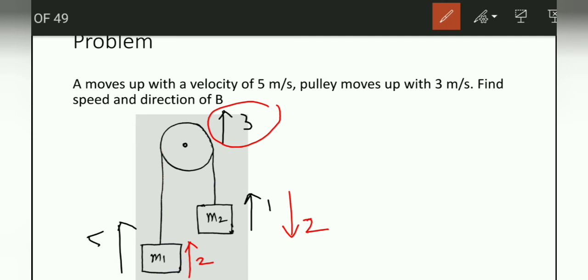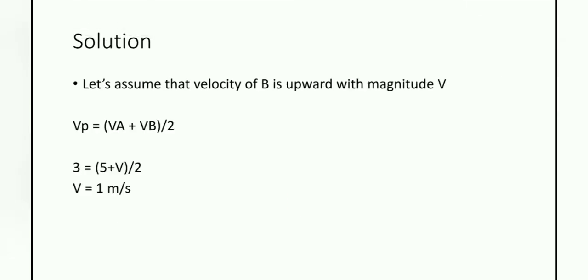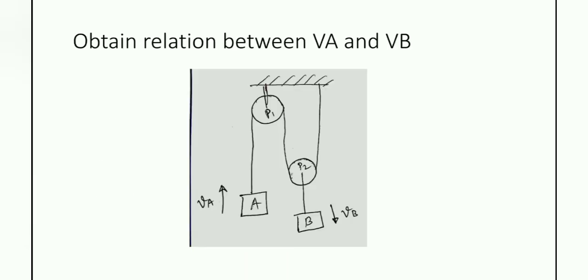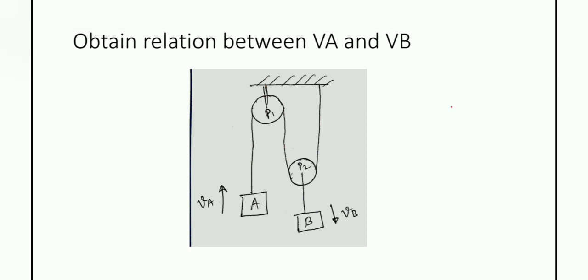With respect to the pulley P, it is the same string-block system that we have studied for the stationary pulley. So the frame of reference matters here. So exactly the same thing, Vp is equal to Va plus Vb by 2, and the same thing we have done. Obtain the relation between A and B.